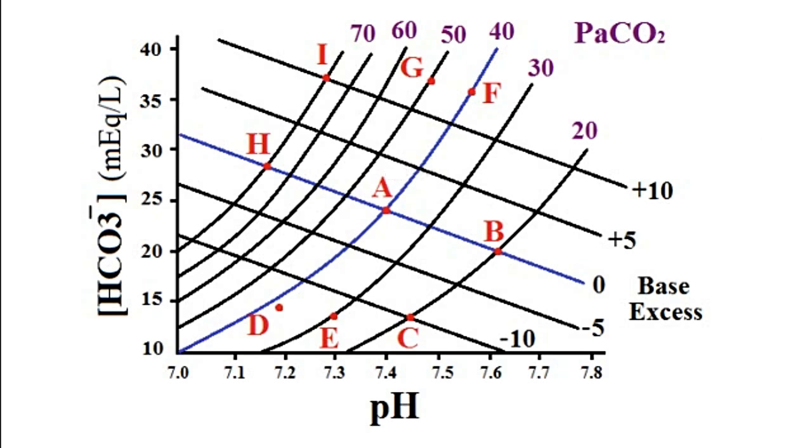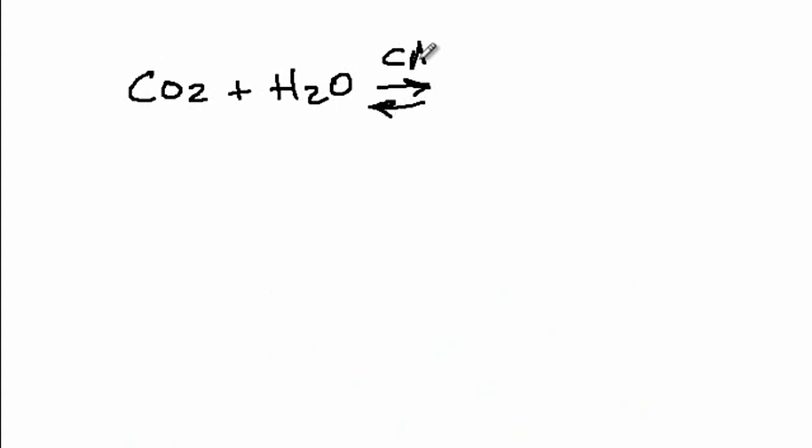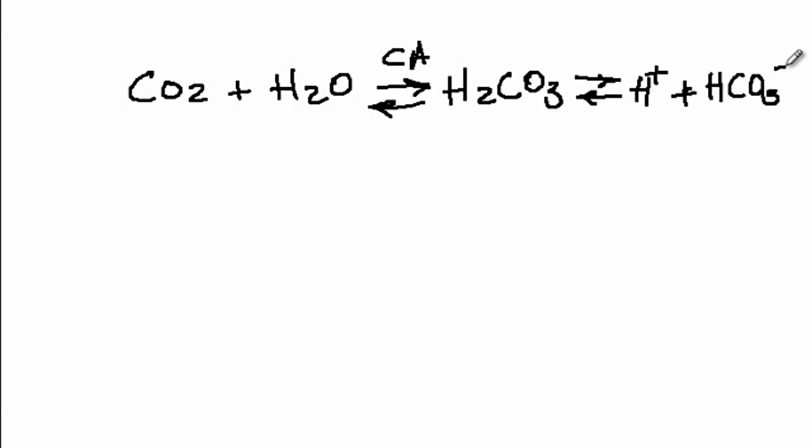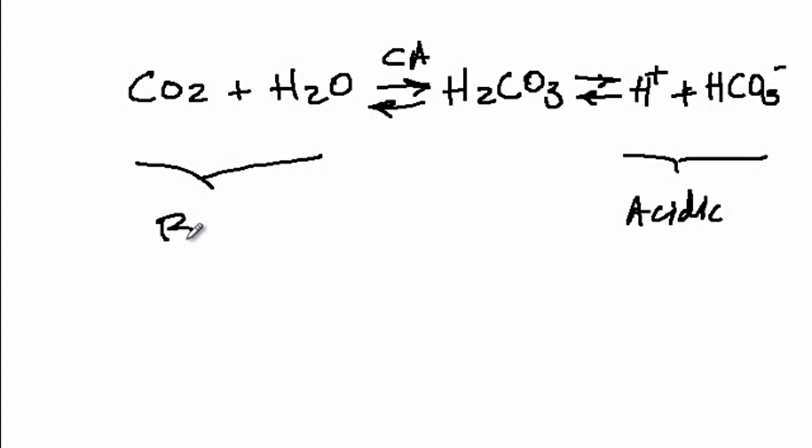Now, in order to understand the Davenport diagram, you will first have to know the balance between the CO2 and HCO3. So CO2 plus H2O will yield, via the carbonic anhydrase enzyme, H2CO3. And then H2CO3 will dissociate into H plus and bicarbonate. H plus is a strong acid while bicarbonate is a weak base. So this side of the reaction is acidic, and as we go away from this side of the reaction, the reaction becomes basic.